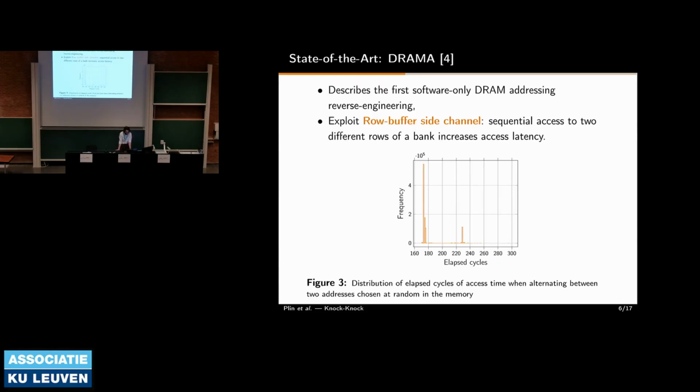So the first software-only method was described in the DRAMA paper. And it uses the row buffer side channel, which, as we've seen before, is that the sequential access to different rows of the same bank increases the access latency. So as you can see on this diagram, we have the peak highlighted in green that represents normal accesses, which are with a lower latency. And in the blue box, we have a higher latency peak, which represents a conflict. So it means that the two addresses that we accessed were part of the same bank.